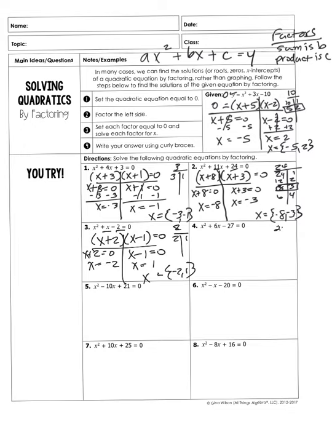Number 4, factors of 27. 27 and 1, 9 and 3. Since we need it to add up to equal 6, we're going to use 9 and 3. And since it's a positive 6, we're going to do positive 9 and negative 3. Okay.